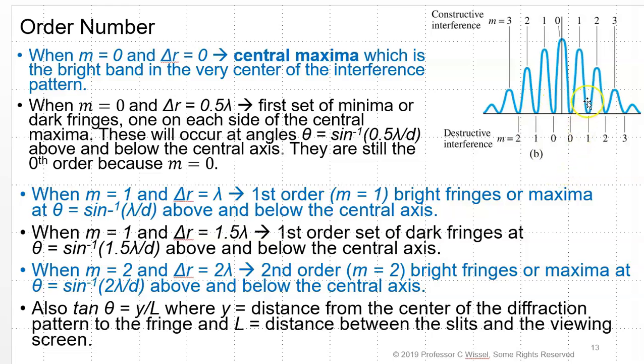of the central axis. When m equals 2 and delta r equals 2 wavelengths, right here and right here, you end up with second order m equal 2 bright fringes, or maxima, at theta equals the inverse sine of 2 lambda over d on either side of the central axis. You can still use the tangent of theta equals y over L, where y is the distance from the center of the diffraction pattern to the fringe, and L is the distance between the slits and the viewing screen.